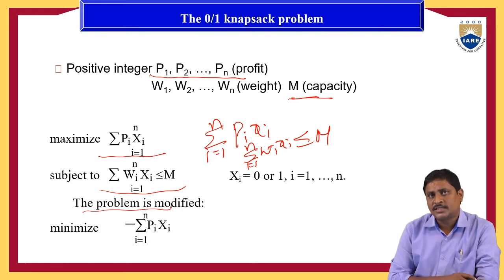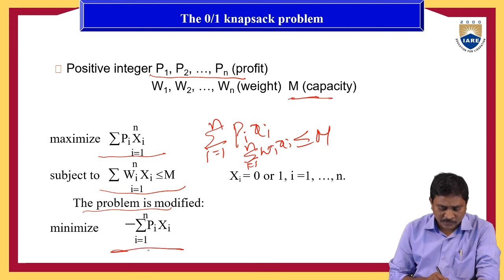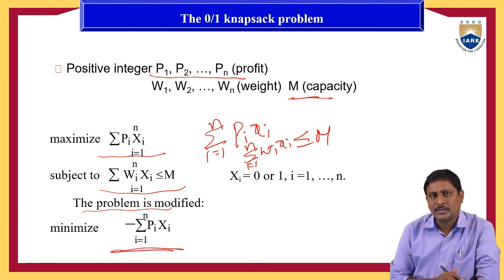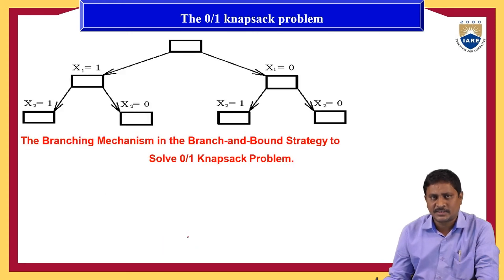Now in this branch and bound method, we convert this maximization problem into a minimization problem. Simply we add a minus before that summation. So minimize minus summation i equal to 1 to n of Pixi. This is the minimization function.